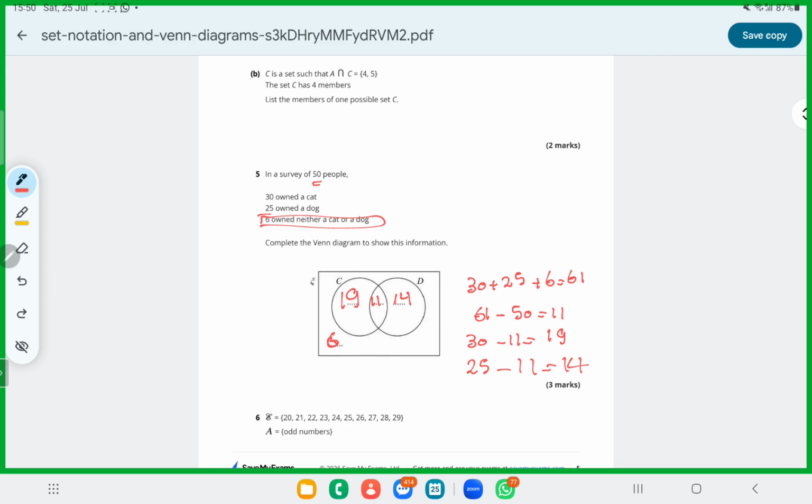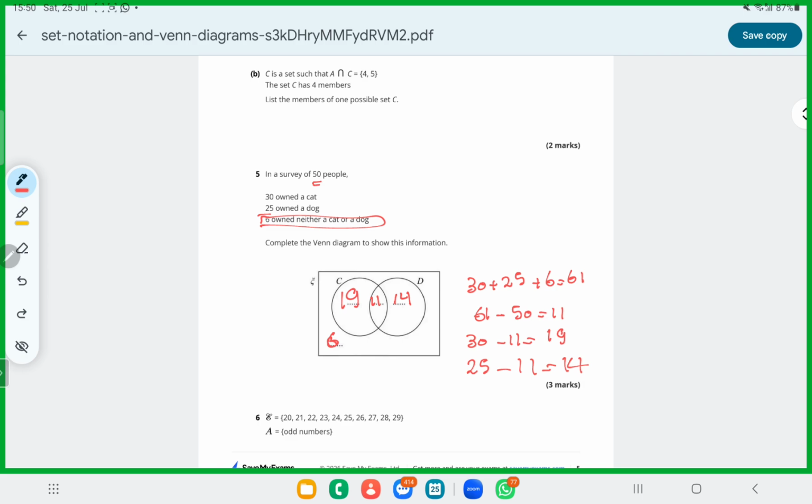Common mistake: confusing union with intersection. Union is all. And this sign is intersection, which means common only. Okay? What else? Forgetting that the complement must come from the universal set. What's the meaning of that? If I have the complement like A dash, it means all the elements in the universal set and not in A. It doesn't have the elements of A.